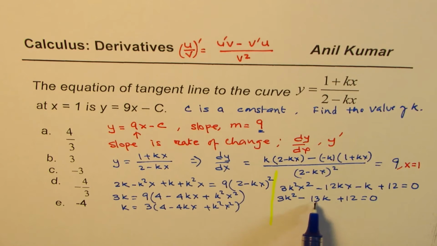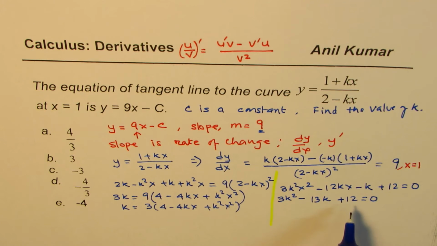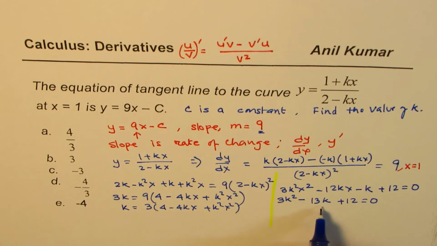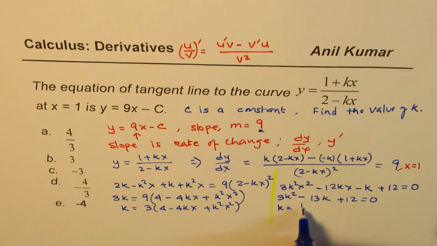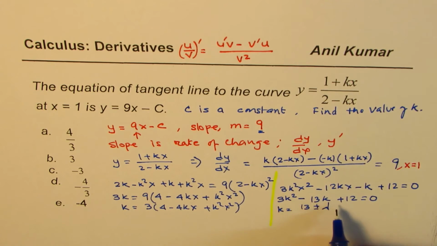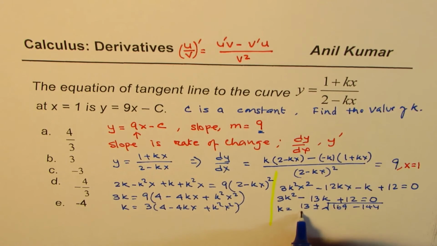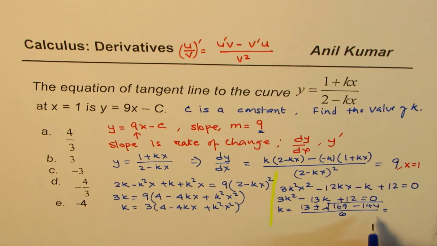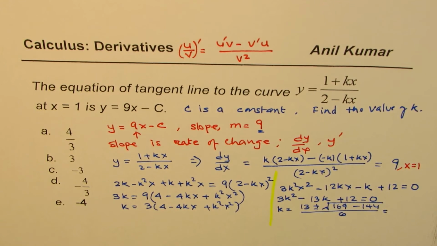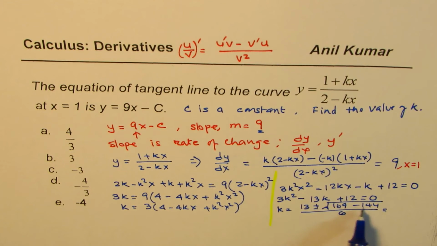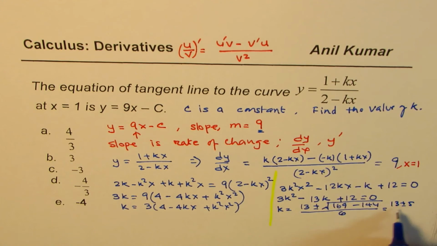Now this equation, 3k square minus 13k plus 12, you could factor, or you could use the quadratic formula. 12 times 3 is 36, so 9 and 4 will help you figure this out. Since the space is very little here, I'll just use the quadratic formula. k equals minus b, which is 13, plus minus the square root of b square, 13 square is 169, minus 4ac, so 4 times 3 is 12, 12 times 12 is 144, divided by 2 times a, which is 6. 169 minus 144 gives you 25, and the square root is 5. So we have (13 plus minus 5) over 6.